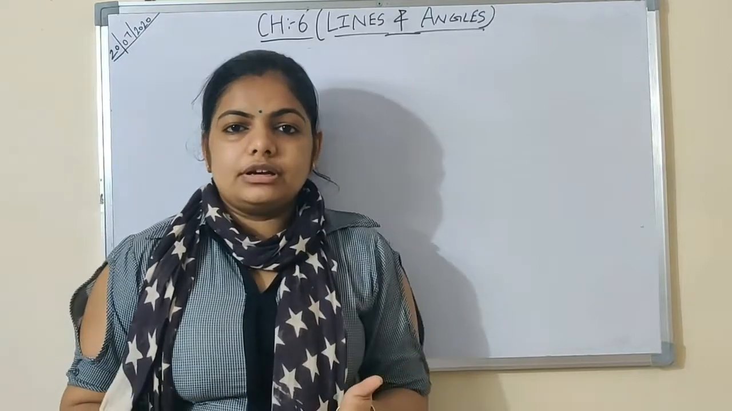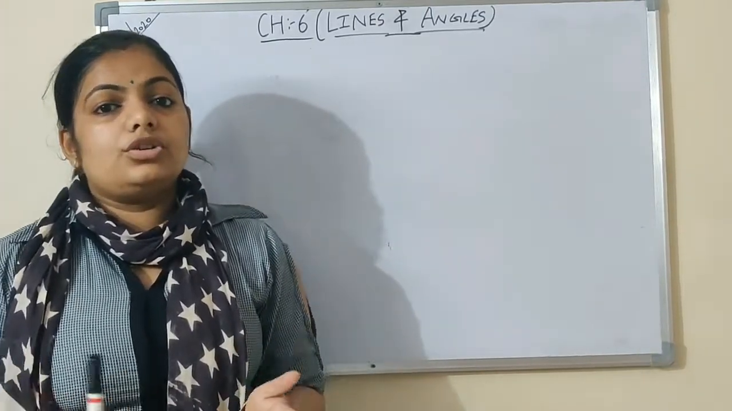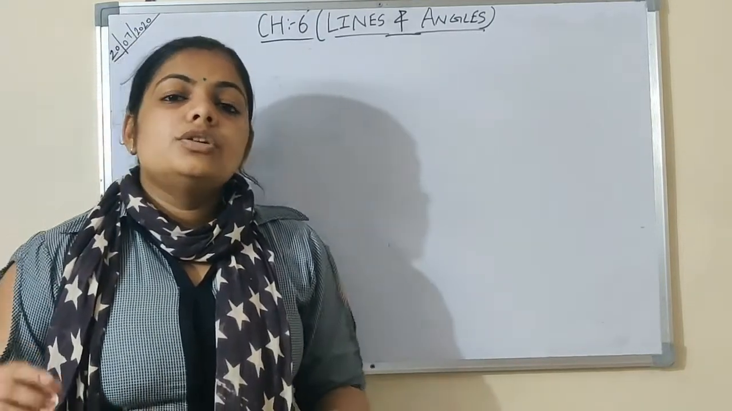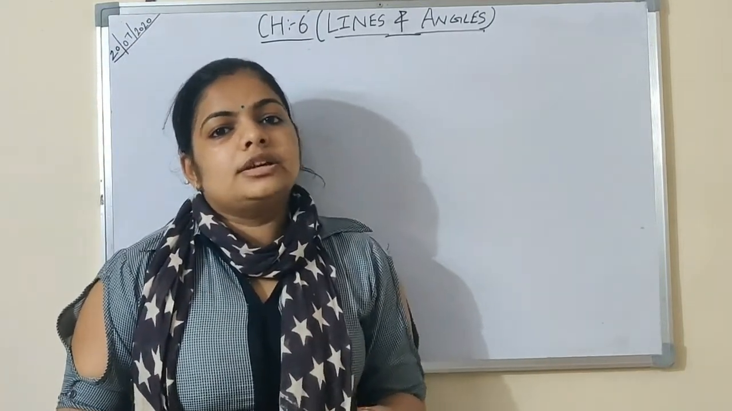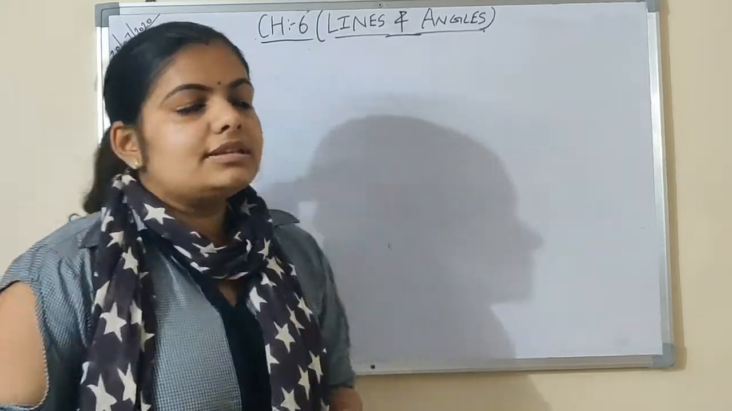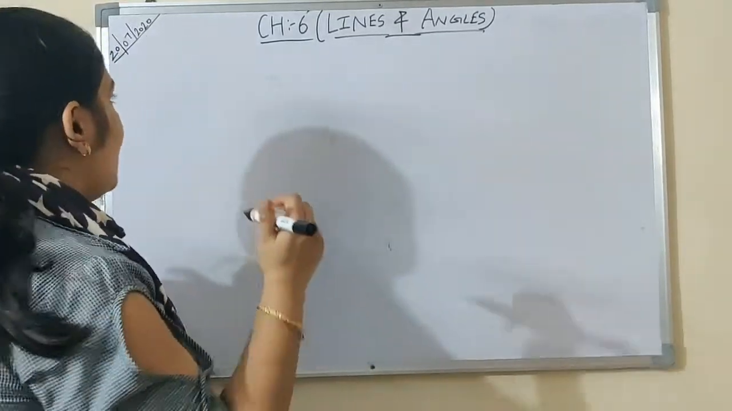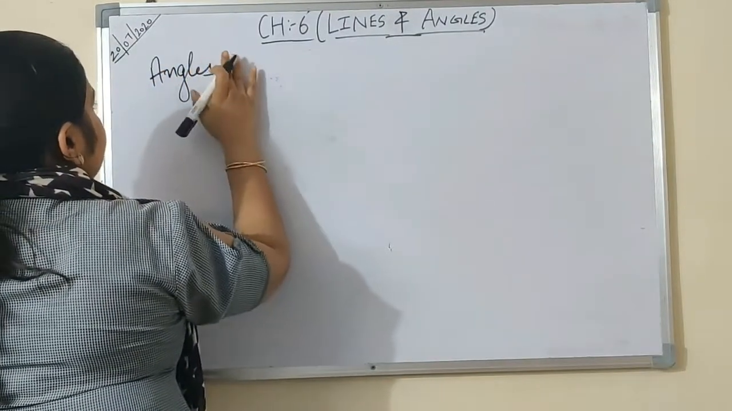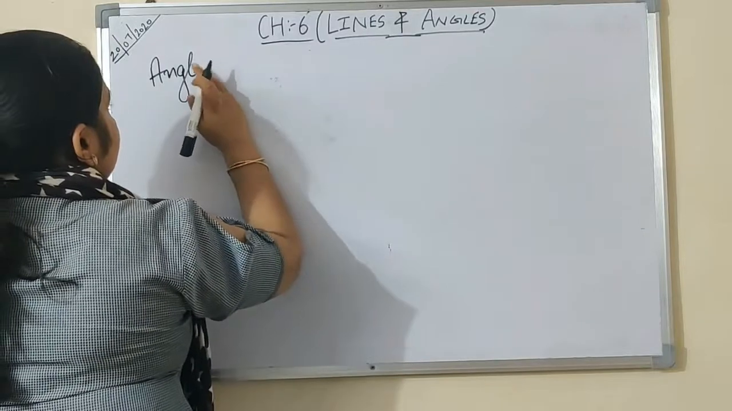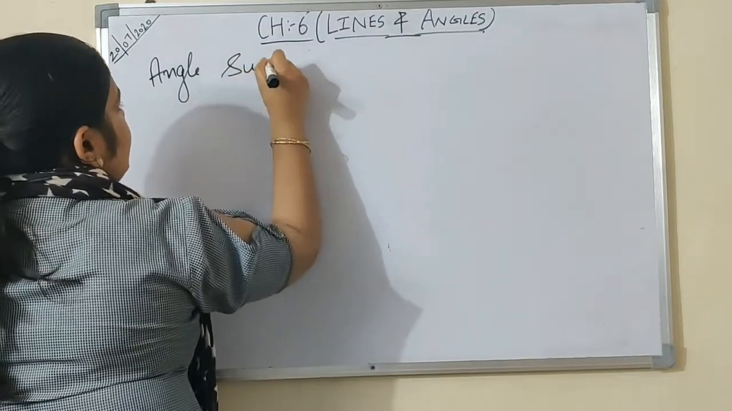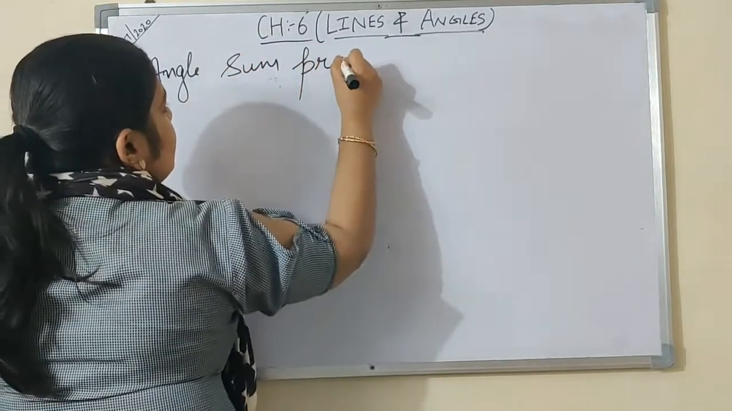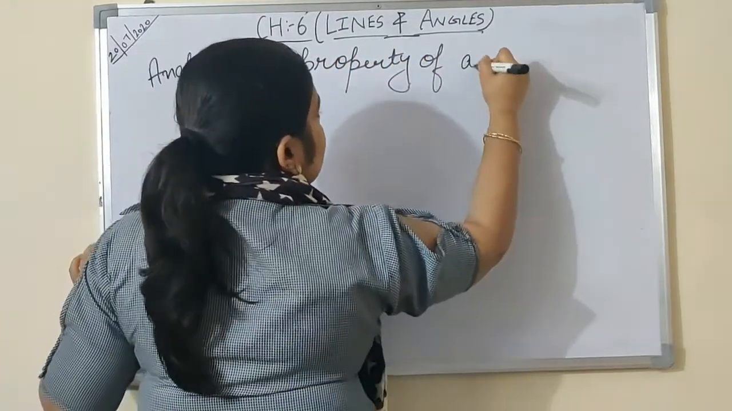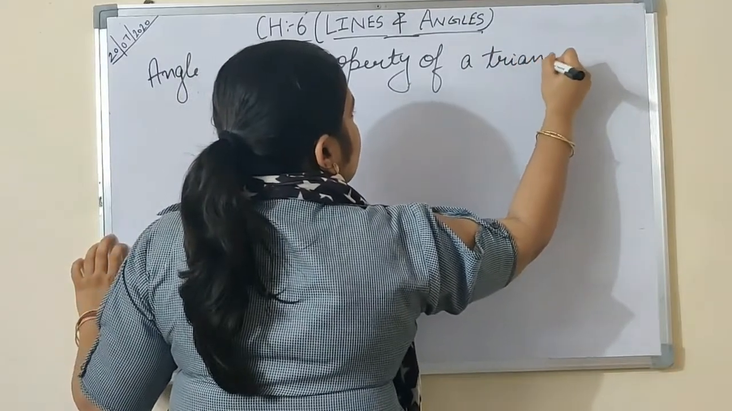You have already learned the result of this theorem and used it in your previous classes. Today we will be proving the theorem, that means we will be proving the statement of the theorem. As all of you are familiar with the statement of the theorem, I am writing the topic here: angle sum property of a triangle.